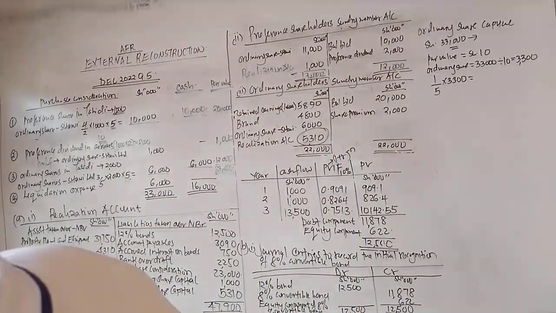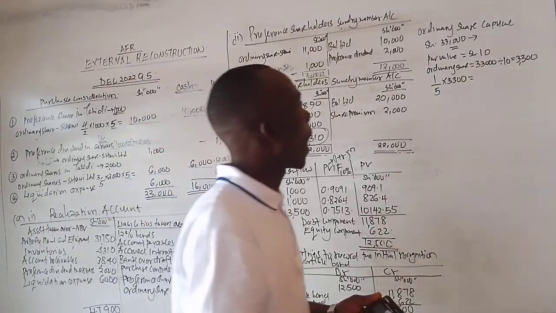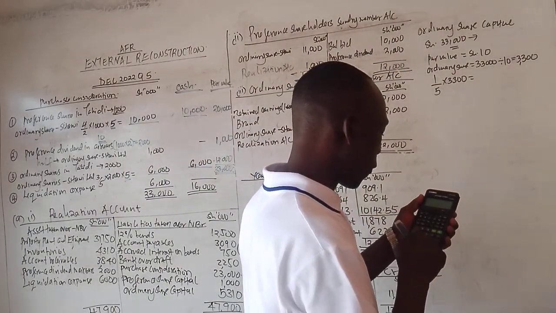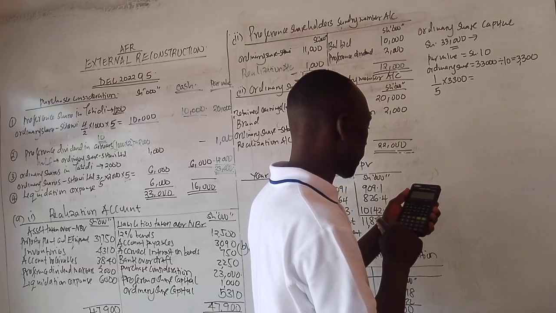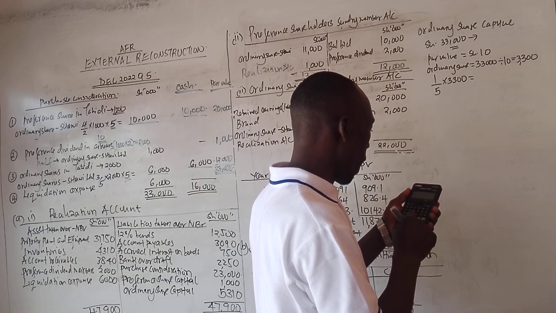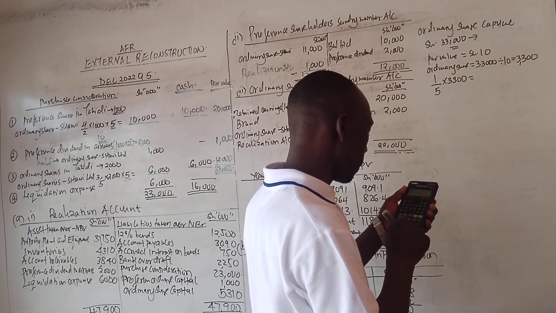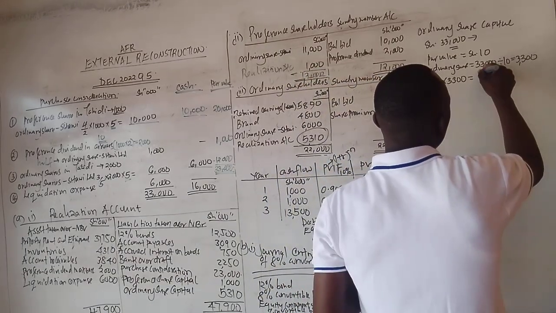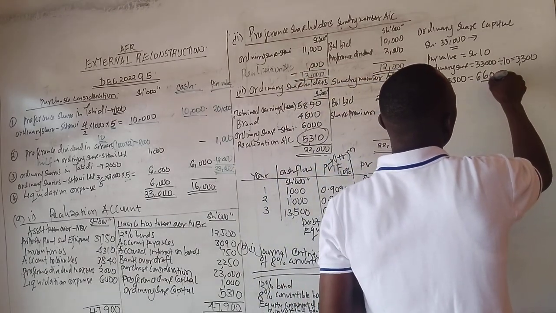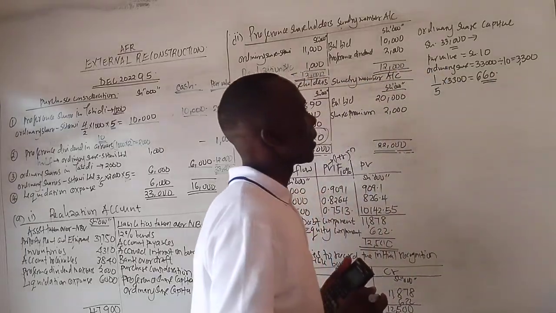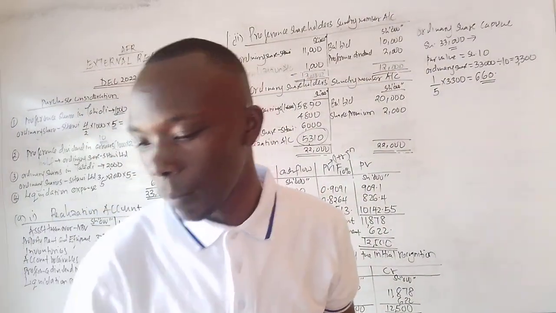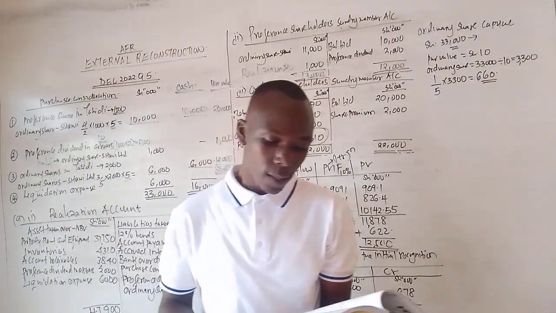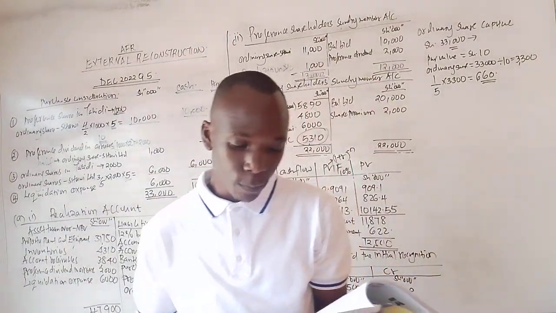Let us see how many shares they were given in this case. So it is 1 out of 5, then you multiply by 3,300. So they were given extra shares, 660.